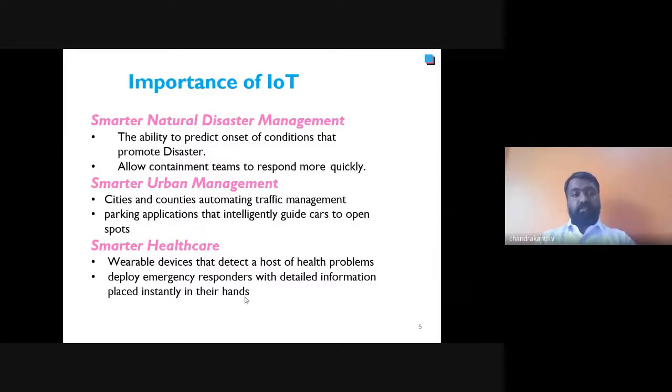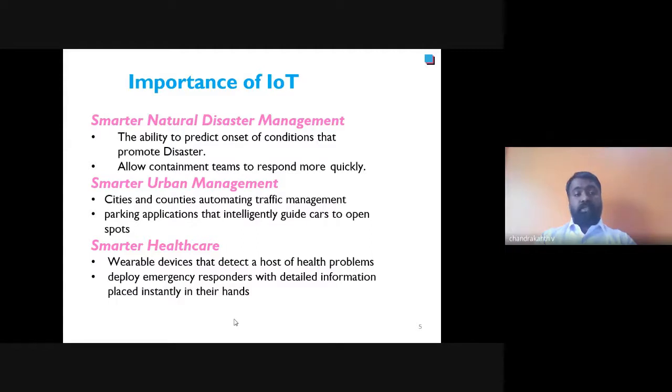So if there are some devices which are integrated and which will help us to monitor this scenario, then first responders also will be able to be on time, predict these things before they happen, and they'll be able to help. So this is understanding natural disasters and, not controlling them, but predicting and reducing the losses.